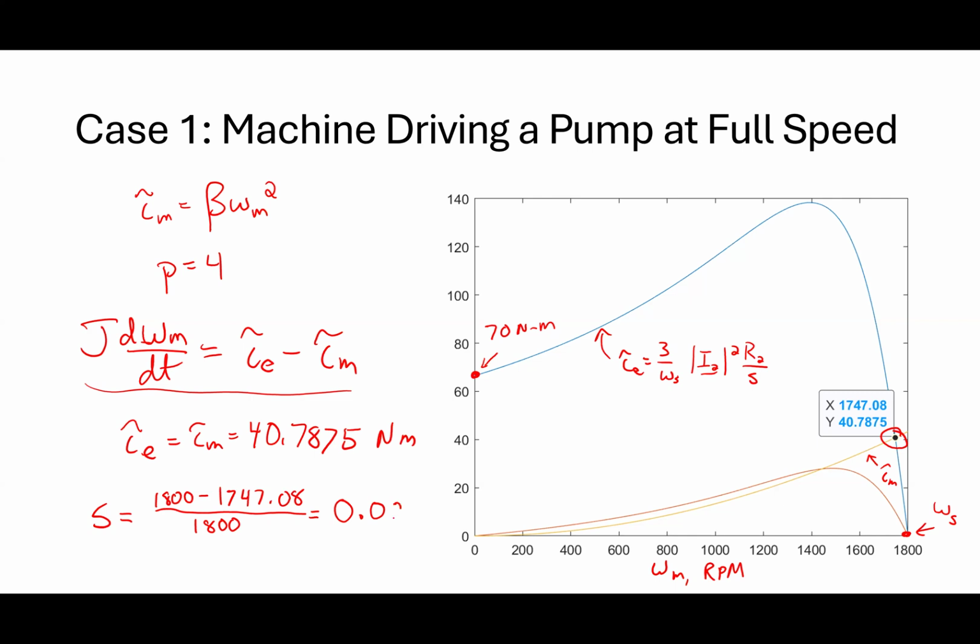When I do this, I get 0.0294, or what I would probably say is 2.94%. In other words, this guy is operating 2.94% lower than synchronous speed. And so what we see is, like I said, the range of acceptable torques, or the range of acceptable speeds, is pretty tiny. This guy operates in that kind of a range.